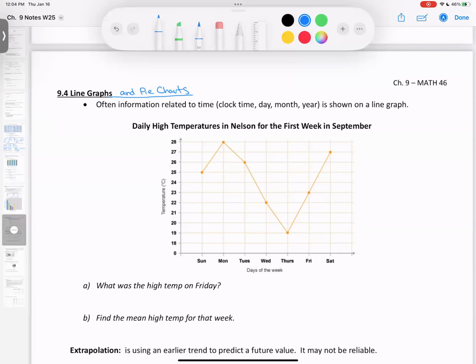In section 9.4, we're looking at line graphs as well as pie charts. Line graphs are often used when we're depicting how things change over time. In this graph, you can see we're looking at daily high temperatures in Nelson for the first week in September. On Sunday, the daily high was 25 degrees Celsius.